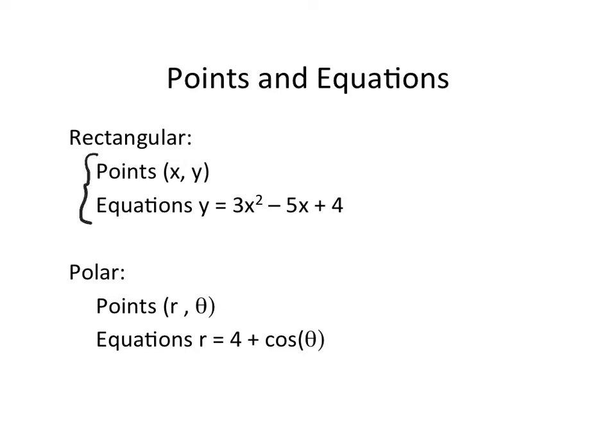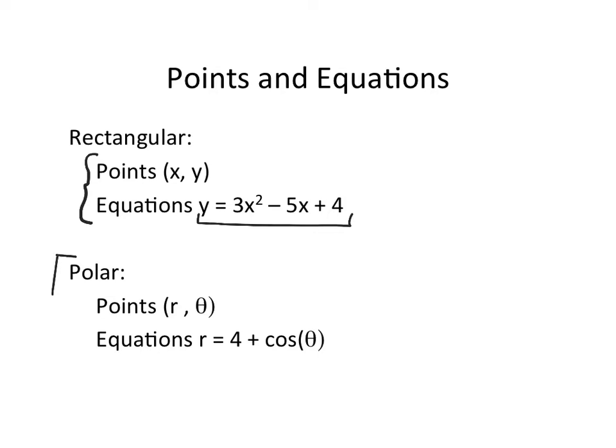The first thing that I want to point out is that rectangular has points x and y, and their equations have x's as the inputs and y's as the outputs. Here's an example of a rectangular equation defined by x's and y's. This would be a positive quadratic, and when you graph it, we know that it looks like a U shape.